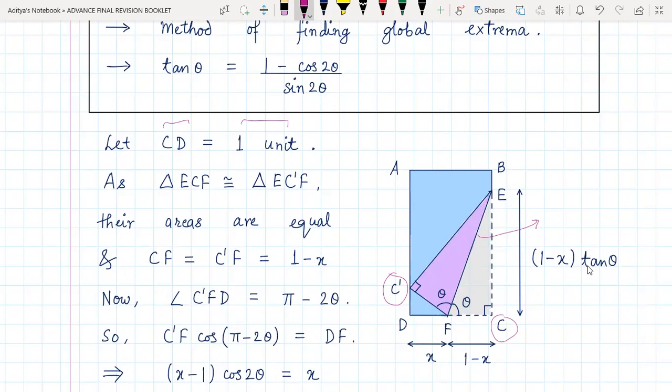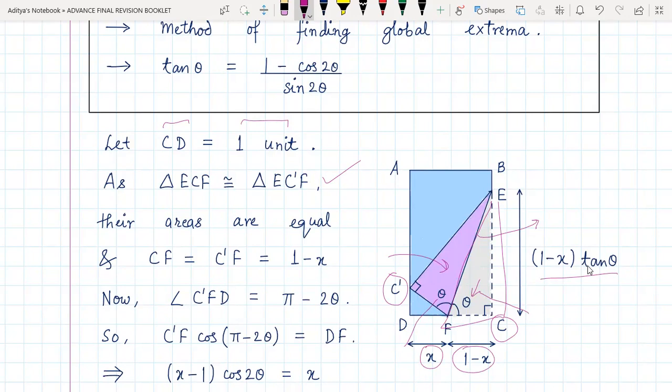Now easily we know that triangle ECF and triangle EC dash F will be congruent because they are simply the same paper, right? I have just folded this portion ECF, and after folding it comes out to be this triangle, right? So obviously they are going to be congruent, and this length I have assumed x, so the remaining length would be 1 minus x. And if this is theta, then of course we can say that both of these angles will be theta, because they're congruent, right? And this would be (1 minus x) into tan theta using simple trigonometry.